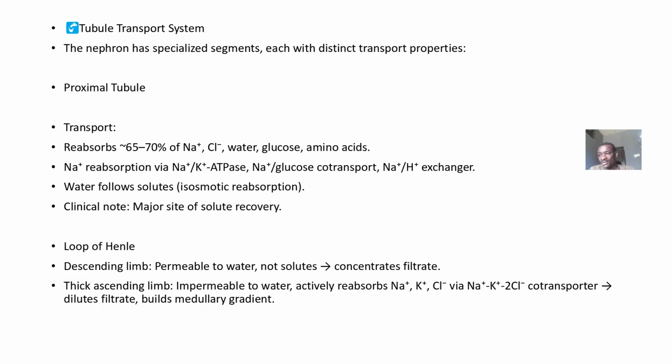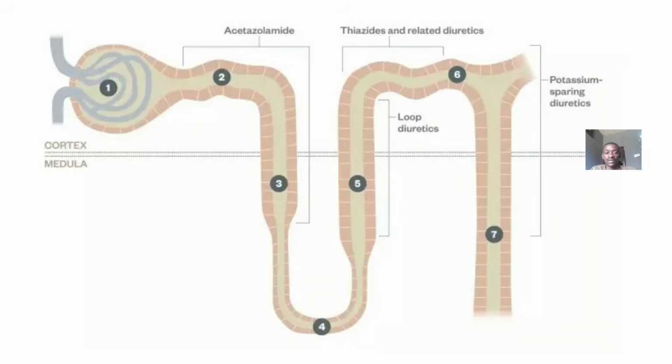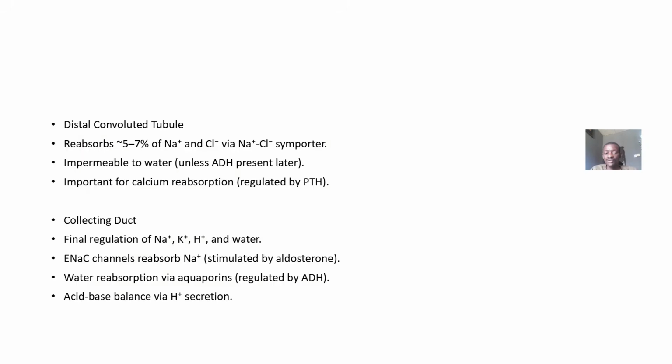The descending limb is mainly permeable to water, okay, not solutes. But the thick ascending limb is impermeable to water but absorbs solutes, okay, it absorbs sodium, potassium, chloride. All right. Then for the distal convoluted tubule, this one absorbs about 5 to 7% of sodium and chloride via the sodium chloride symporter. It does not absorb water.